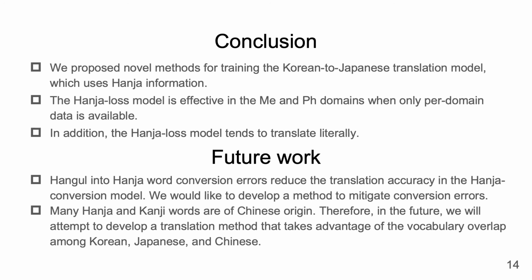For future work, we found that the Hangul into Hanja word conversion errors reduce the translation accuracy in the Hanja conversion model. So we would like to develop a method to mitigate conversion errors. And many Hanja and kanji words are of Chinese origin. Therefore, in the future, we will attempt to develop a translation method that takes advantage of the vocabulary overlap among Korean, Japanese, and Chinese.